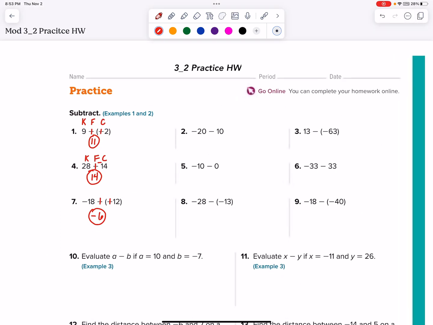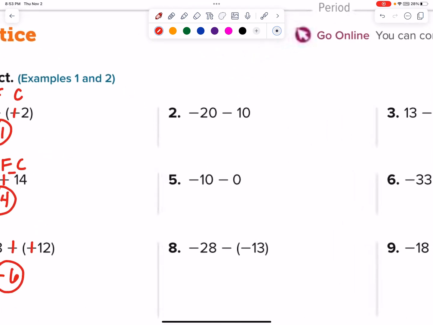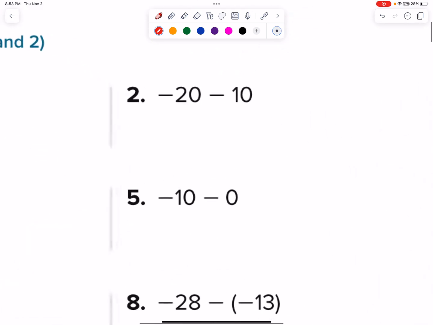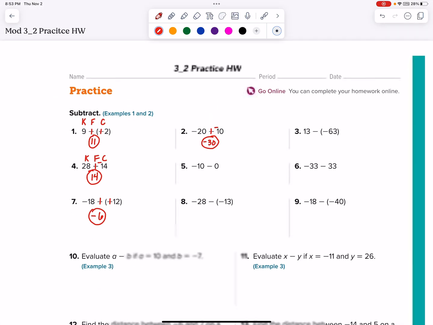All right. Let's go ahead and we'll do a couple more together. Actually, I'll just do one more with you here. So negative 20 minus 10, KFC, keep, flip, change. Same signs, add and keep. So we have a negative 30. We're keeping the sign. All right, the rest you can handle on your own.